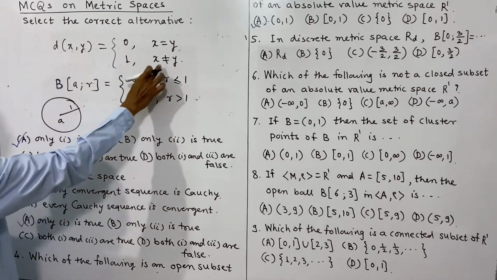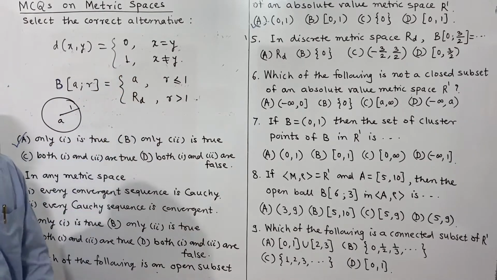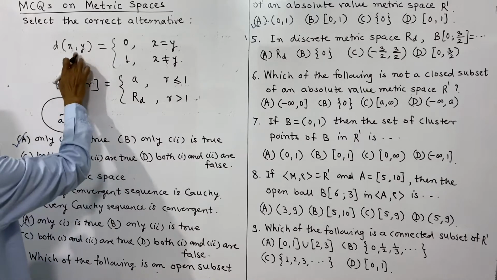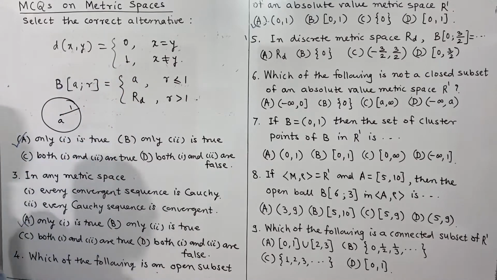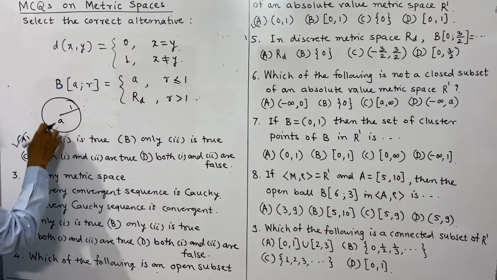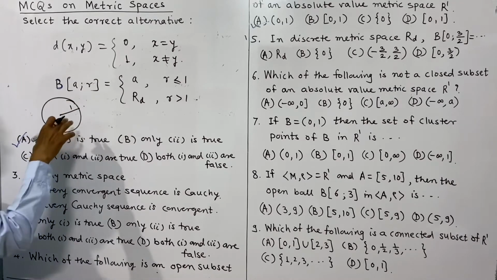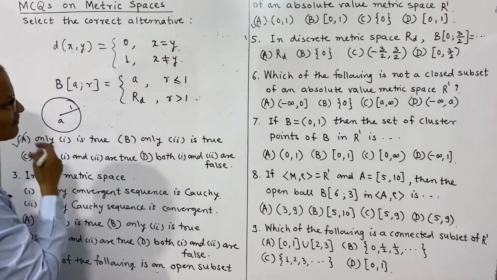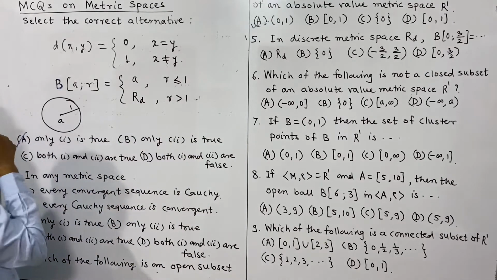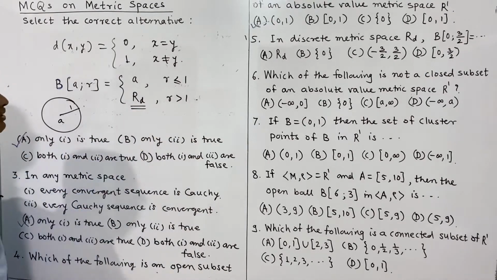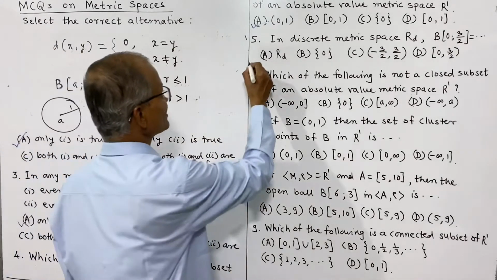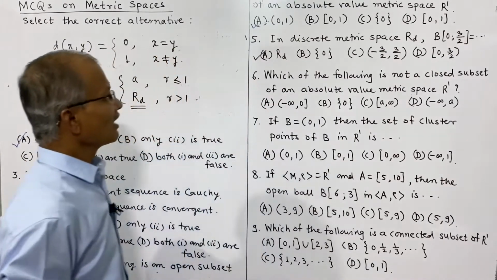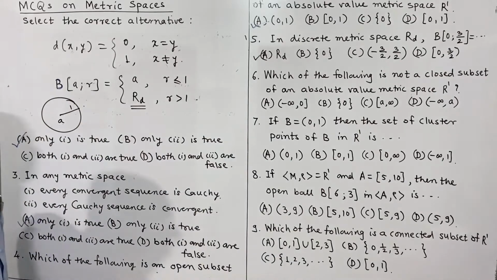See, if x is not equal to y, then the distance between x and y is equal to 1. So on the boundary of this open ball, all distinct points of R^d are placed, and therefore if the radius is greater than 1, then this is equal to R^d. So the choice for this is A. R^d is the correct answer for this.